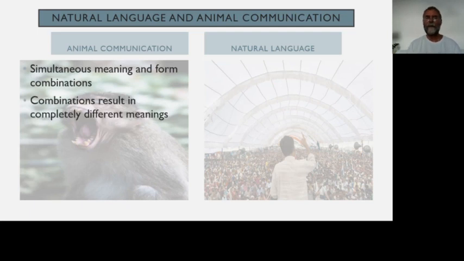That's not actually what's going on with Campbell's monkeys. With Campbell's monkeys, the combinations actually result in a completely different meaning. So you have an element with one meaning, you combine it with something else, and you get a meaning which is different from the original one. It's not like an addition of this meaning plus this meaning. Now, if we compare that to what goes on in natural languages, natural languages are more similar to the Campbell's monkeys type system.